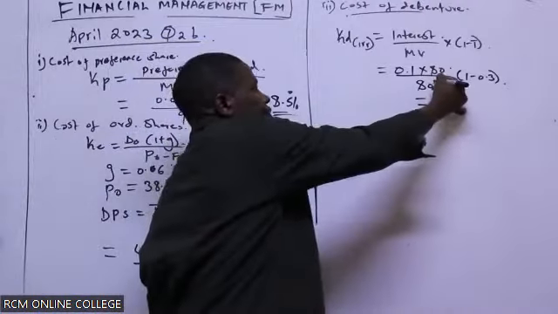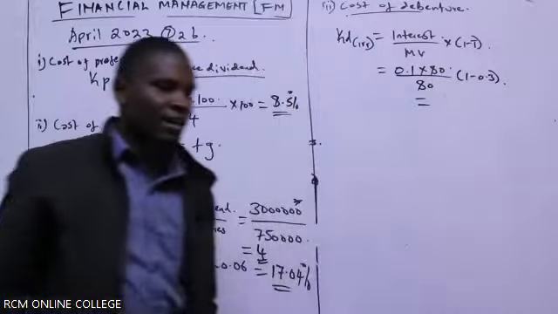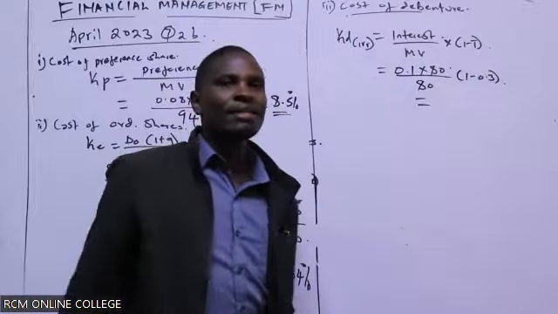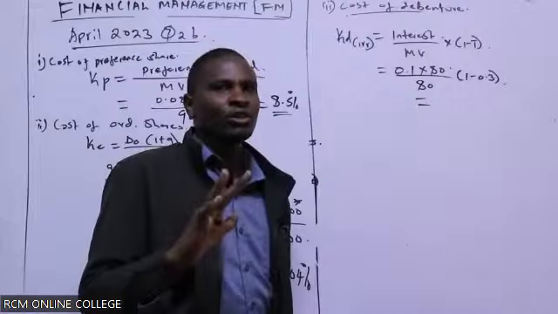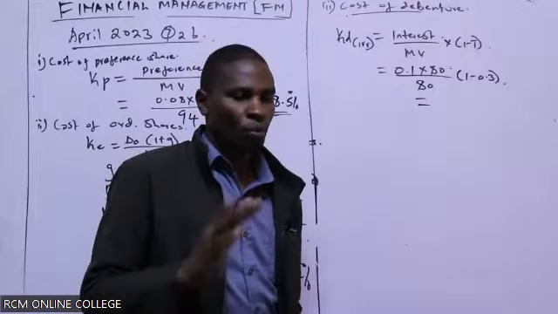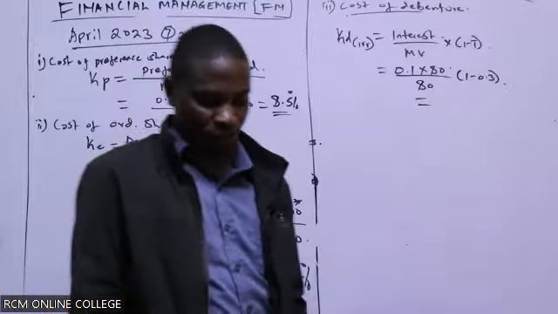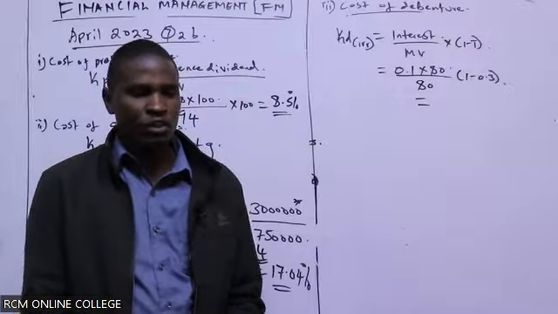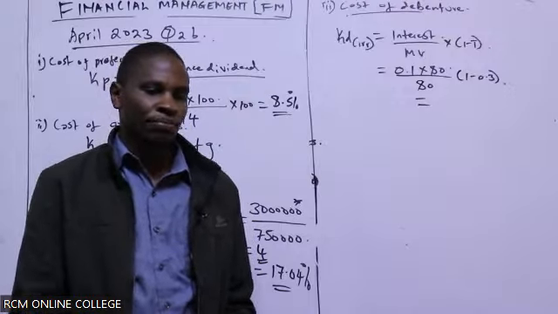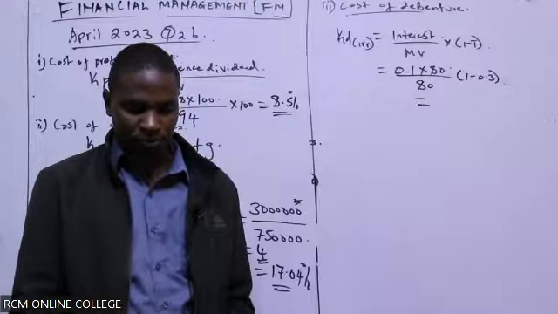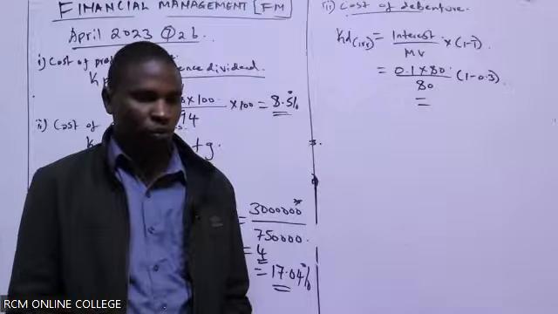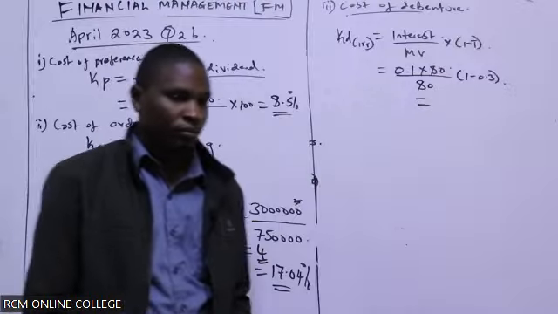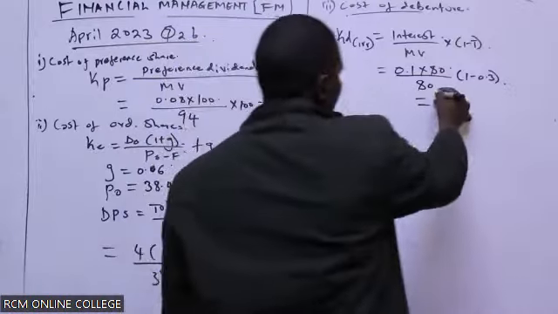Sasa trickiness nayo hapo ilikuwa to identify that the market value was the same as the par. Yani hizi vitu tu ni rahisi. Unless you want to complicate it. And you can give me my KD as we finish up this. What will be the KD? KD itakuwa ngapi? 7%.